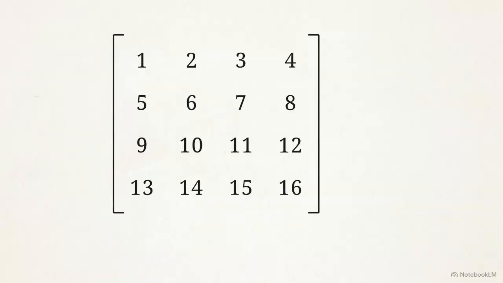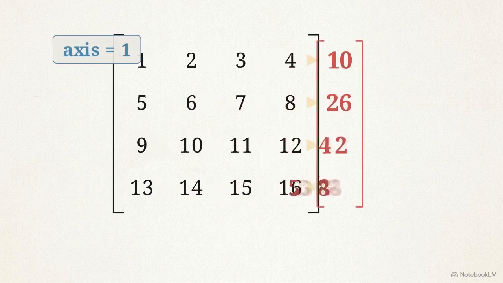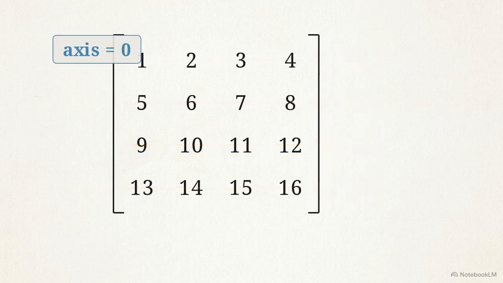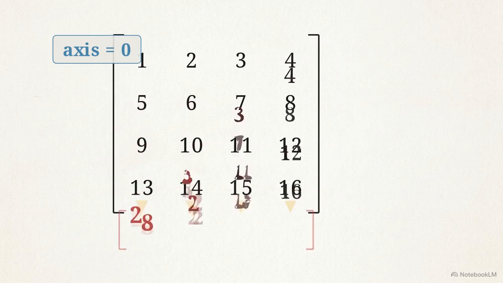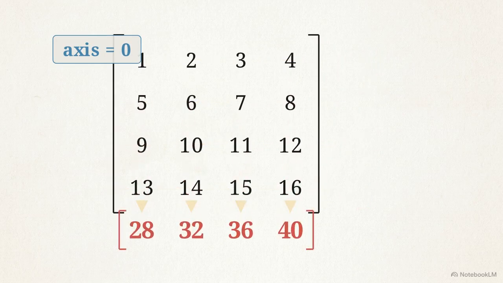Look at this 4x4 matrix. A common friction point is axis orientation. Setting axis equals 1 forces the calculation horizontally, producing row totals. Conversely, changing to axis equals 0 calculates top to bottom, pushing sum totals to the bottom edge.